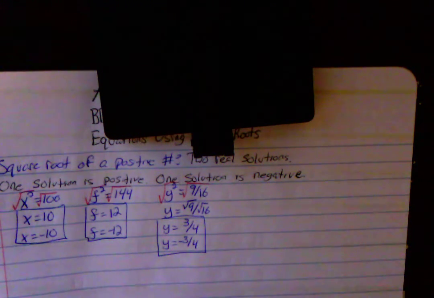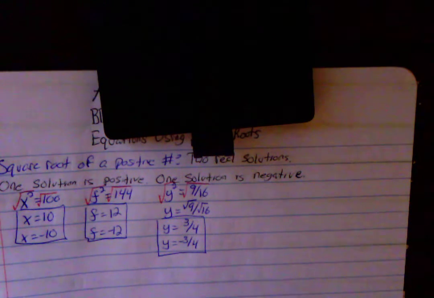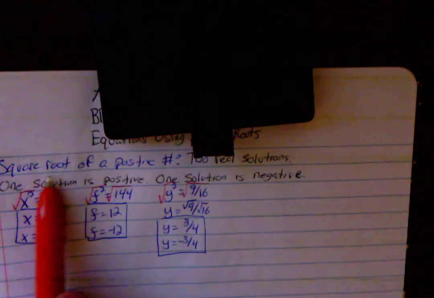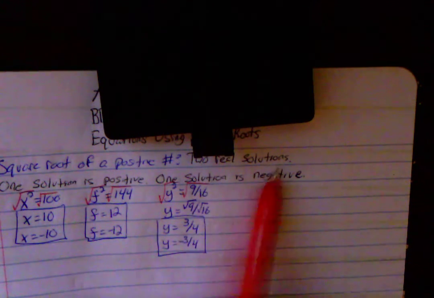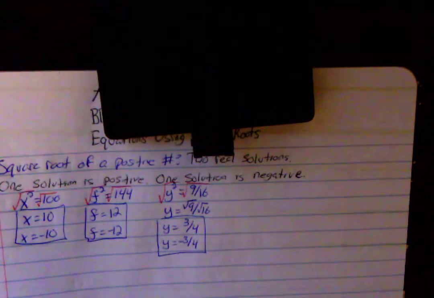It's possible that you might have to simplify even more if possible. Okay, so the answer of a square root of a positive number is two real solutions. One solution is positive, one solution is negative.